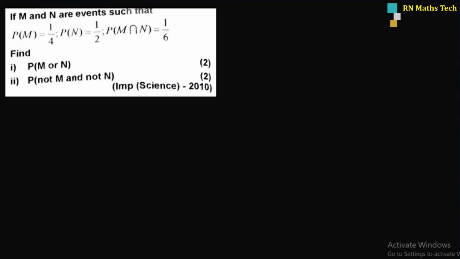Next one. If M and N are two events such that P of M is given, P of N is given, then M intersection N is given. P of first one, P of M or N. P of M or N is M union N. That is P of M plus P of N minus P of M intersection N.